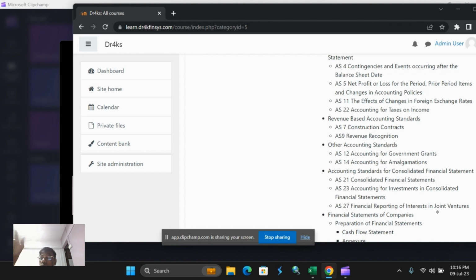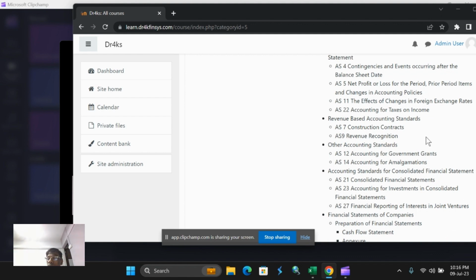Since there are differences with reference to time, which are known as timing differences, there is a concept of tax known as deferred tax, which could be an asset or a liability, or it could be an income or an expense. So this standard deals with those kinds of financial items.